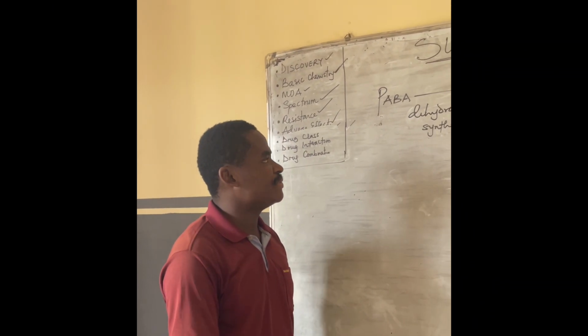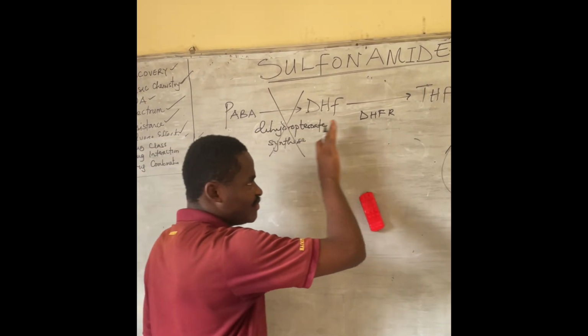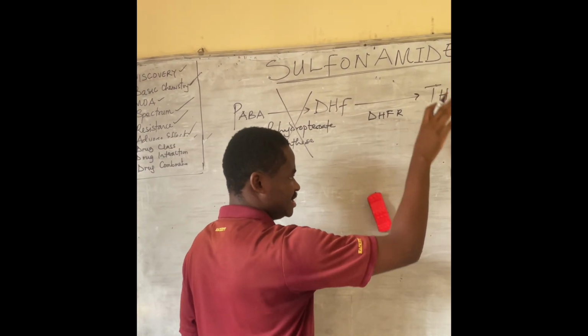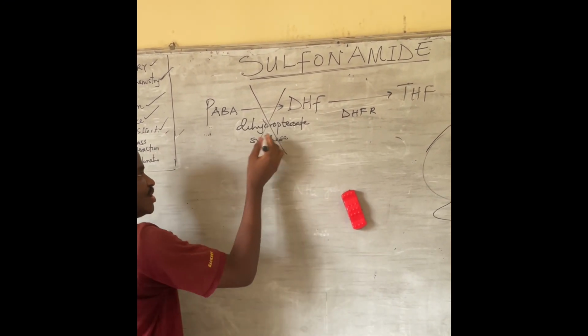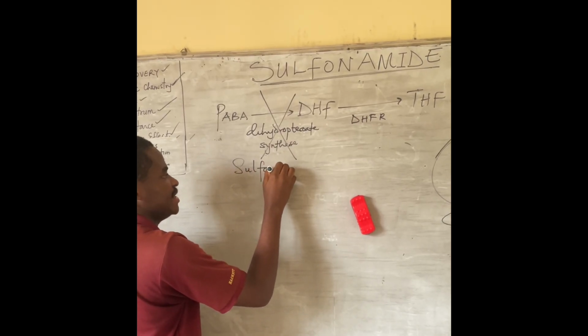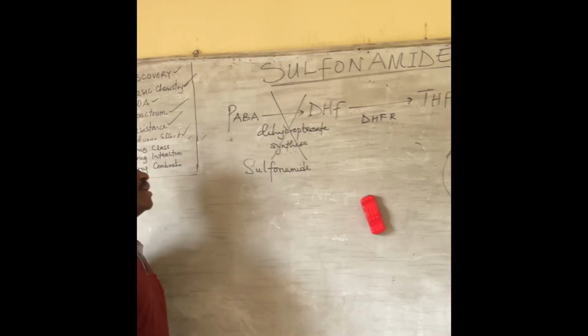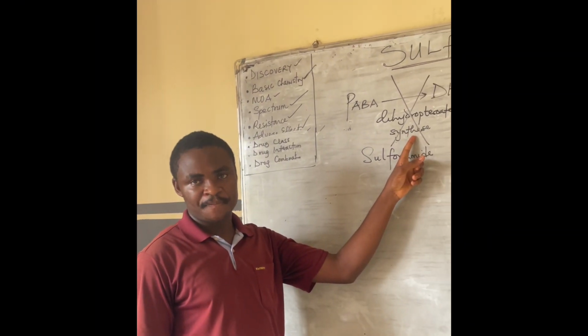What happens is simple: if we inhibit this enzyme here, we're not going to form all the precursors for folic acid, and then the nucleus is not going to have the integrity it has. And the drug that inhibits this is the family of the sulfonamide. So the family of sulfonamide inhibits dihydropteroate synthase.